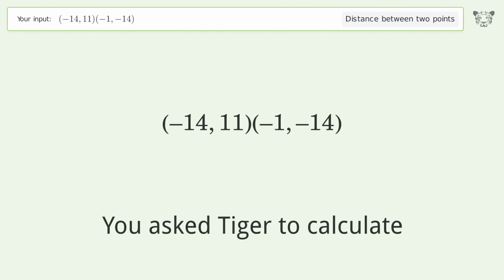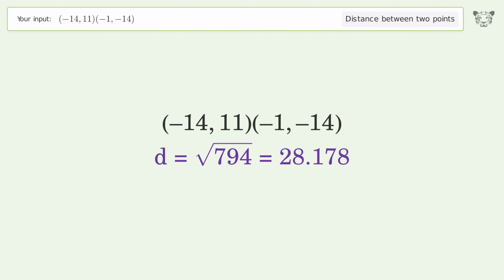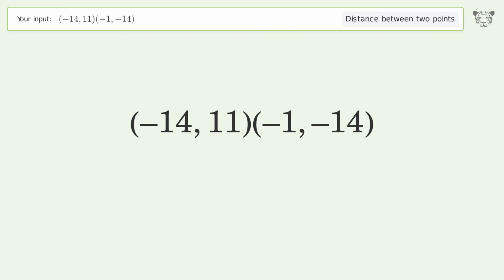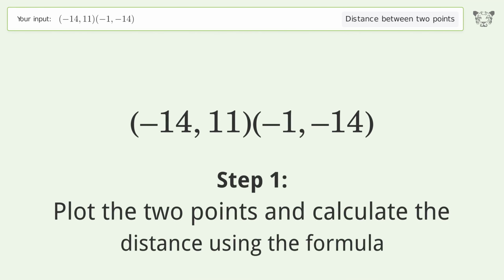You ask Tiger to calculate. This deals with the distance between 2 points. The distance between the 2 points is the square root of 794, or 28.178. Let's solve it step by step. Plot the 2 points and calculate the distance using the formula.